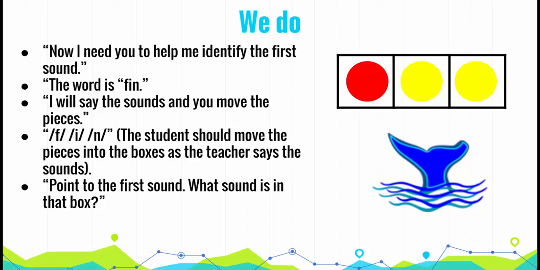The next portion of this lesson is the we do, where you will guide students through the skill. Give the students a word and stretch the sounds for them. Have the student move the chips as you say the sound. Ask the student to point to the first box and identify the first sound in the word. Repeat this process until every student has manipulated the materials at least one time.